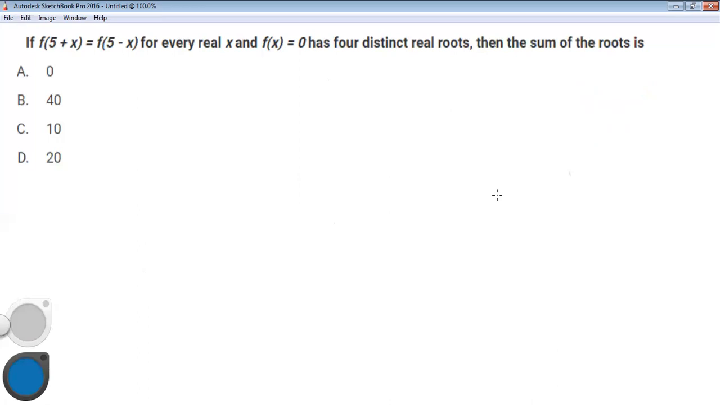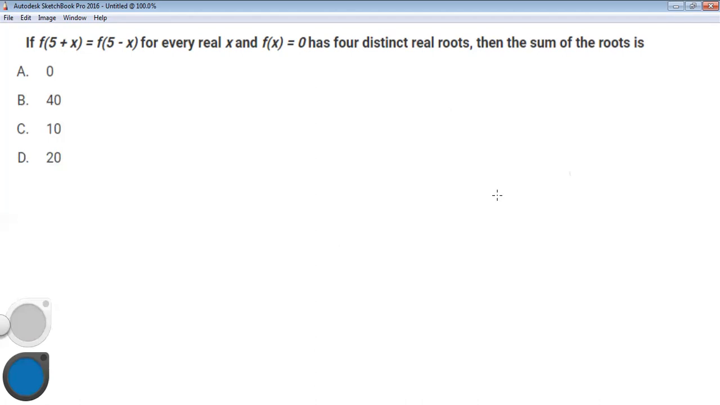So let's just clear the board. Okay, so the question says, see, it's a very small problem, so it saves time for you to read and understand it. Then you can apply the concept and find the answer, and you can invest more time there. So let's just quickly read the question. It says that if f of 5 plus x is equal to f of 5 minus x for every real x, then f of x equals 0 has 4 distinct real roots. Then the sum of the roots is, okay.